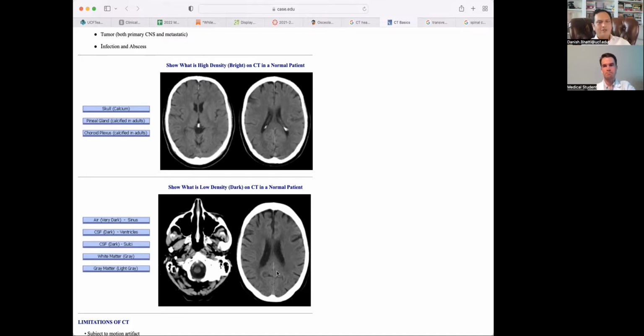What do some common pathologies look like? For example, if you have air in the skull, it will look black. If you have blood in the skull, blood has different phases. Initially, the blood is very dense when the bleed happens. And the reason is that the blood has a lot of iron. It's very dense, it looks bright white.